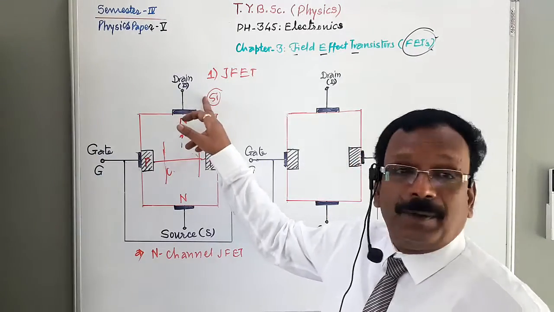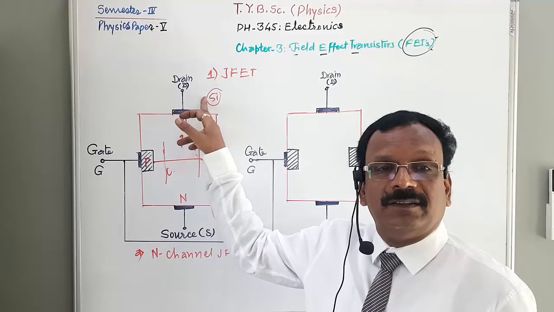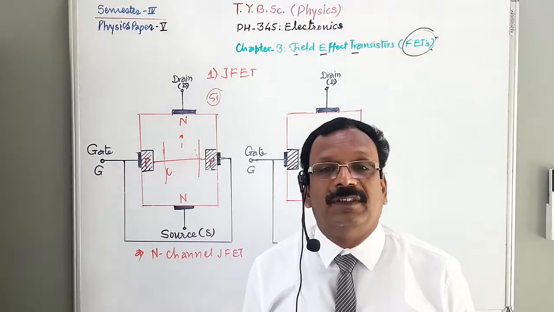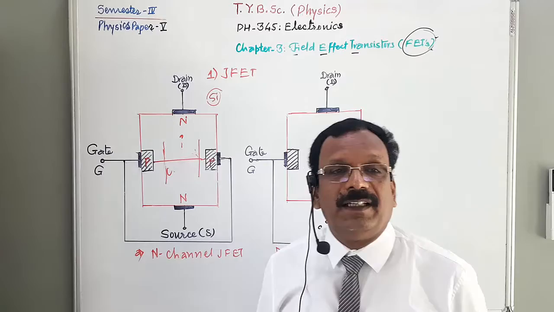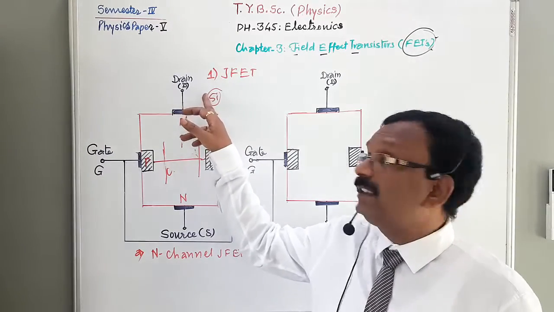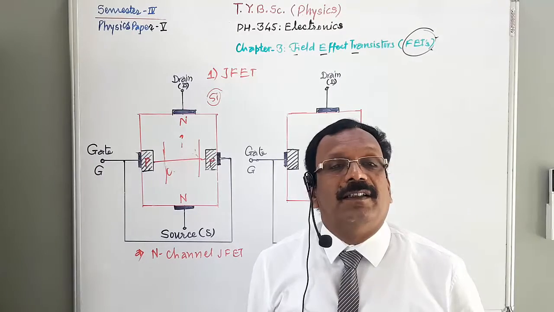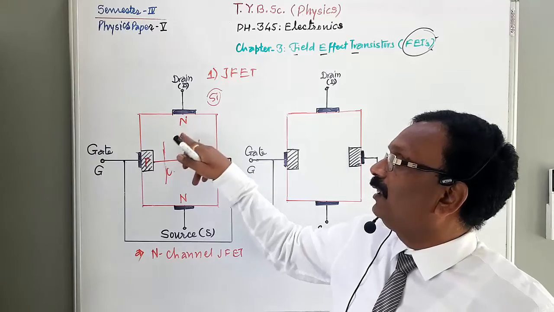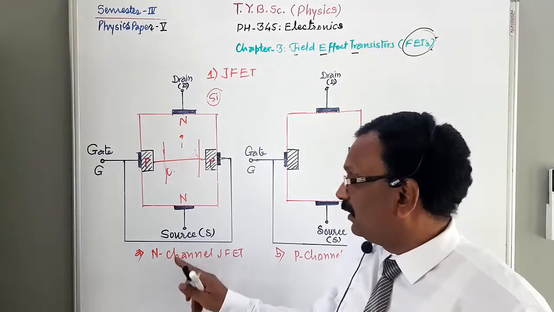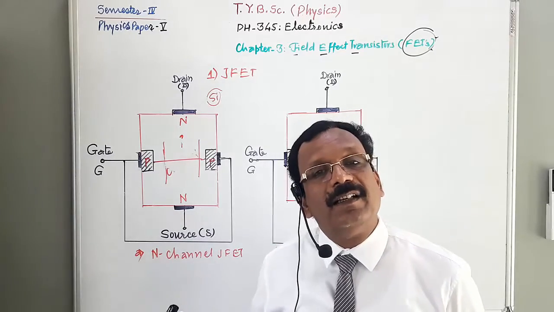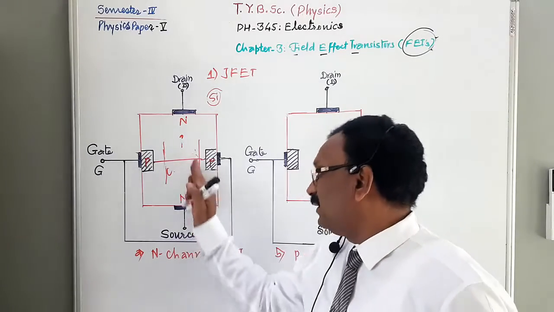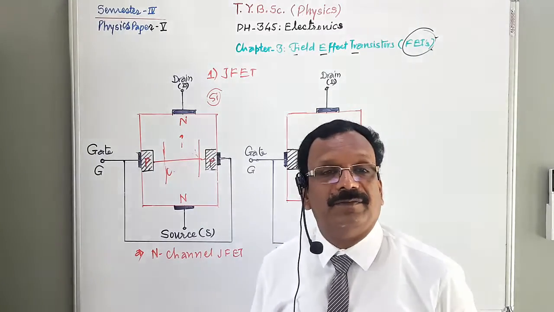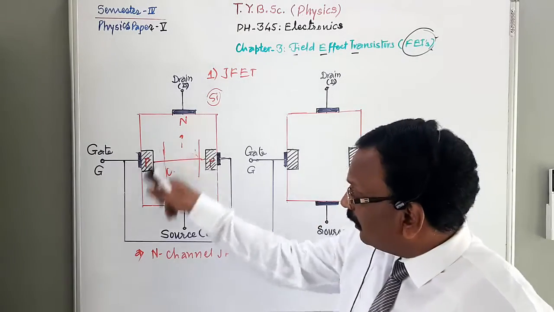Remember that the drain terminal is the terminal through which electrons leave the semiconductor bar, and source, that is S, is the terminal through which electrons enter the bar or enter the semiconductor channel. Okay. This is about N type.